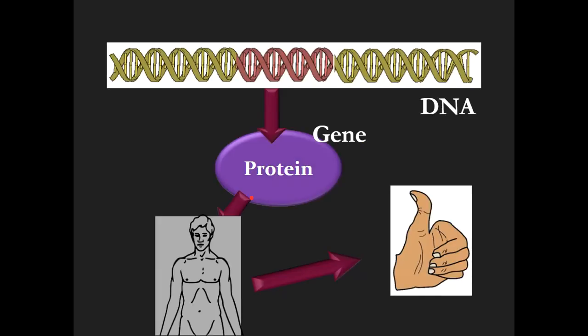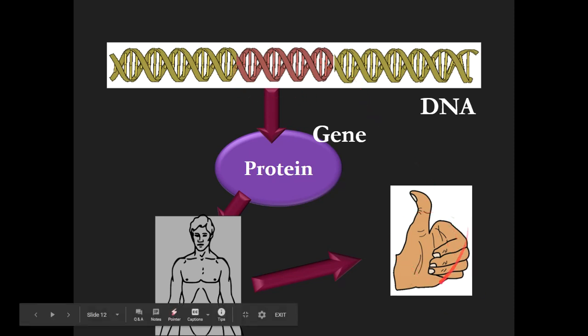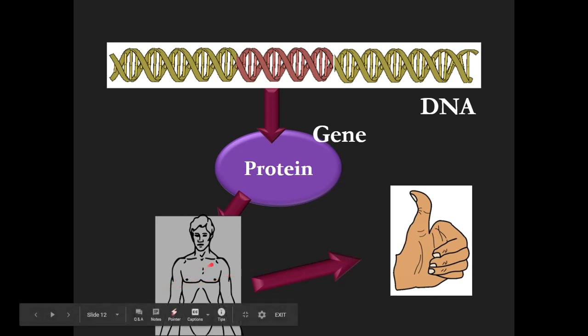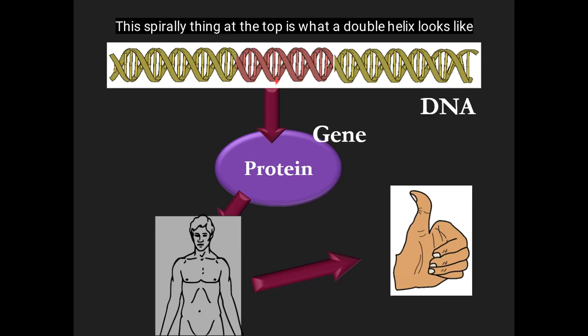Here we have the genes, and you have a trait. This is a trait for a person. You can probably all try this: does your thumb bend back or does it go straight up? There's a specific gene that makes that happen. So a specific trait for a person is connected to a protein within a gene that is on your DNA.